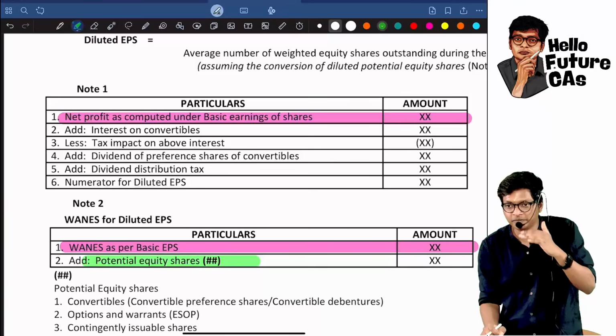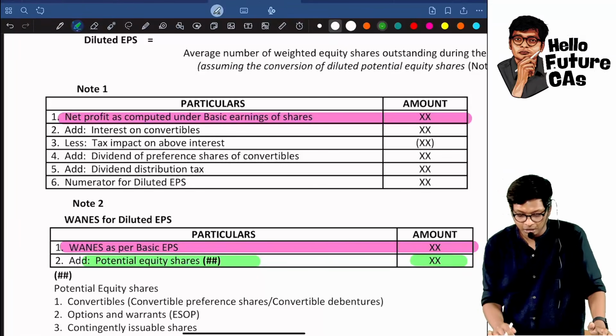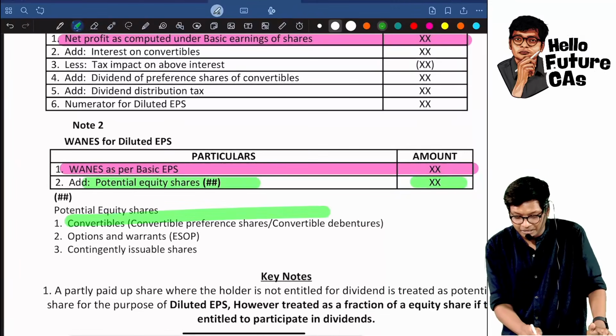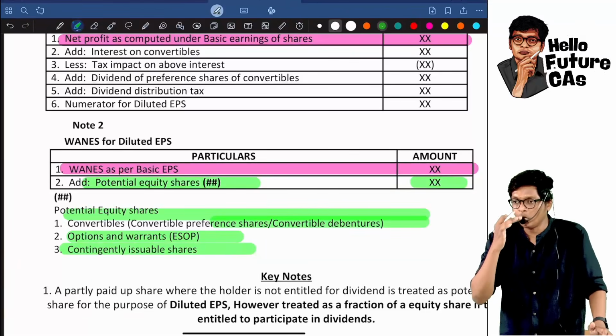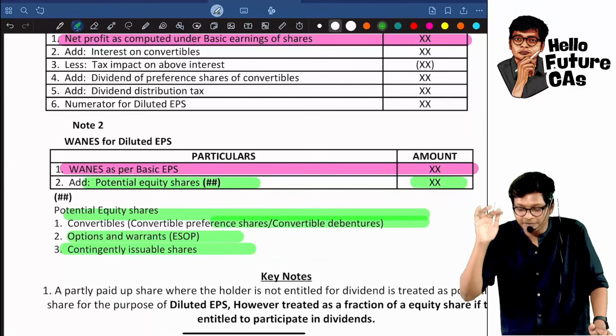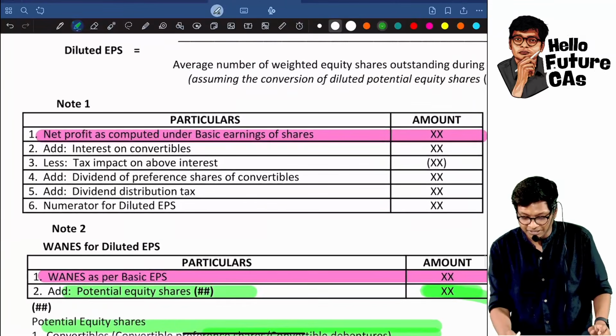In the previous question we saw debentures of 2 lakhs, so I will add 2 lakhs. What are the other things that can be converted? Convertible preference shares or debentures or options or any other shares. Whatever new shares are going to come, the question will give the information, and I will add. Are you following, guys?